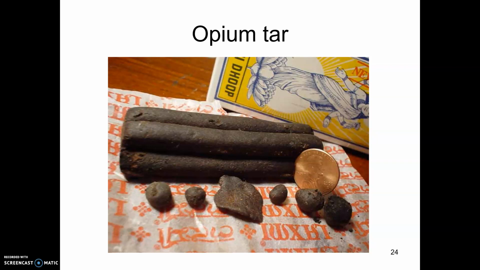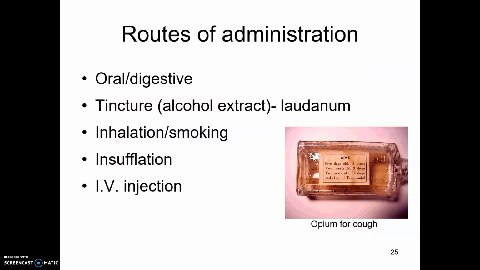So as the goo oxidizes, when it's left out to dry, it actually darkens. It can be cooked to evaporate some of the water to concentrate the more active components. And this will further darken it, and you get this substance, as you can see here, referred to as black tar or opium tar.